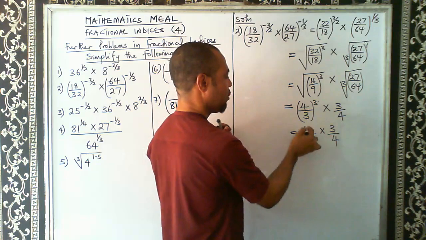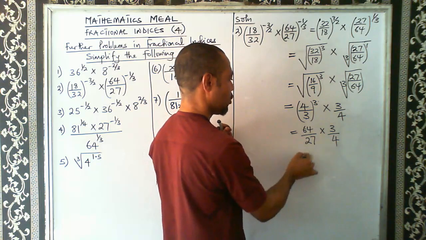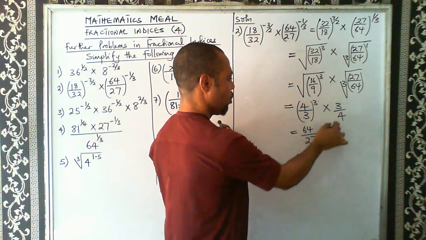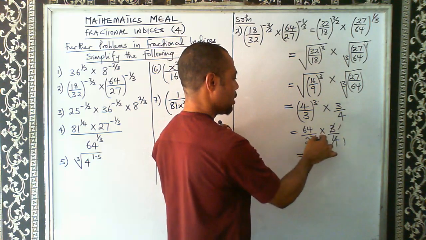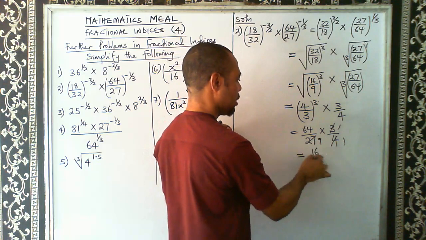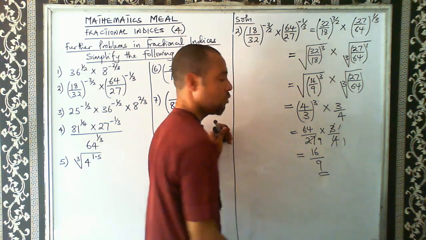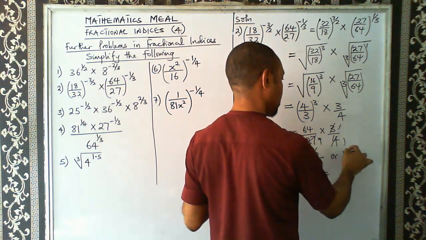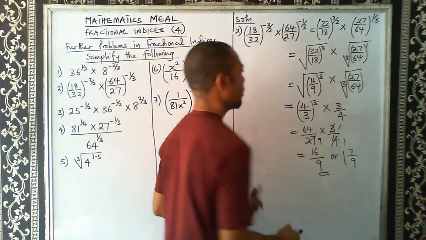Now 4 can divide itself and divide 64. When 4 divides itself it is 1, dividing 64 is 16. When 3 divides itself it is 1, dividing 27 is 9. So we have 16 over 9, which is one whole number, 7 over 9.